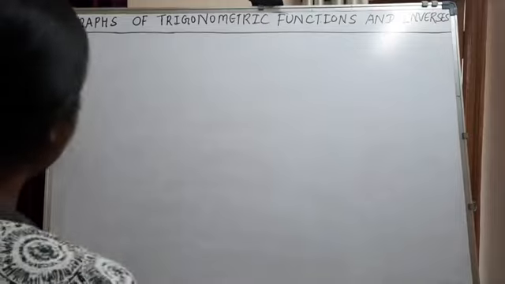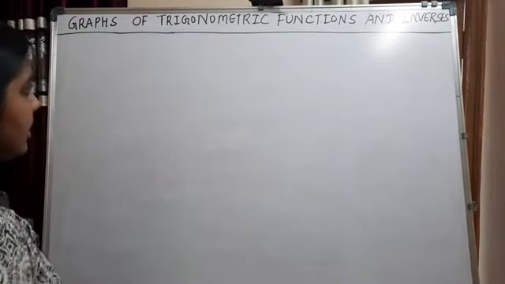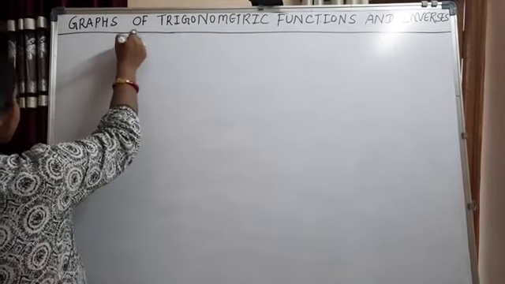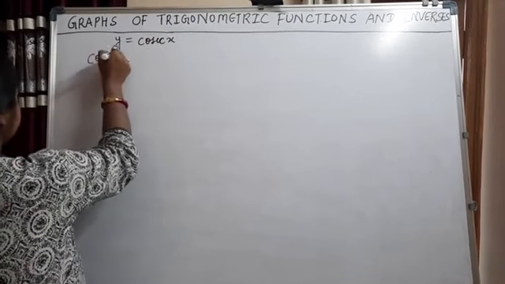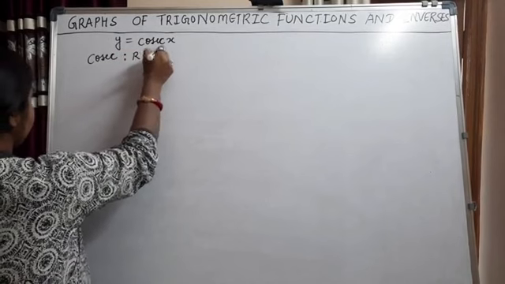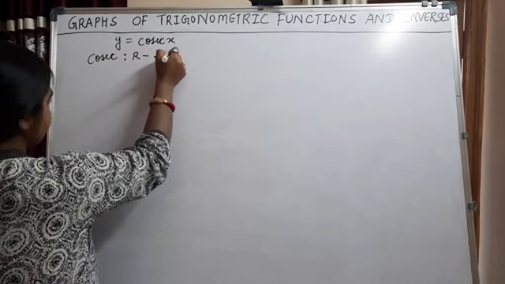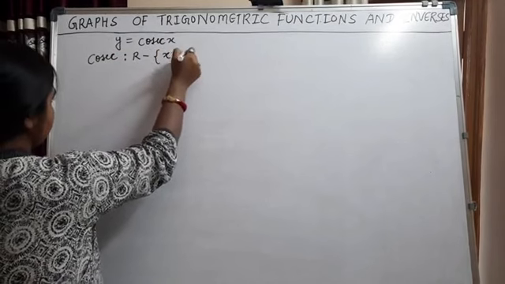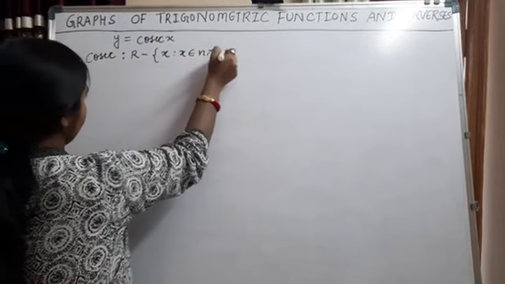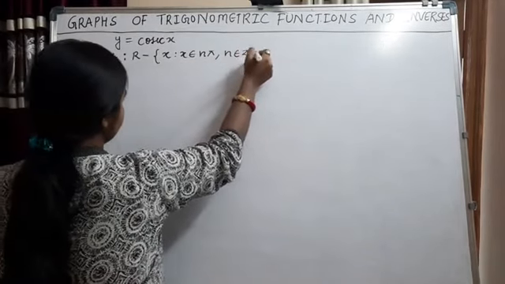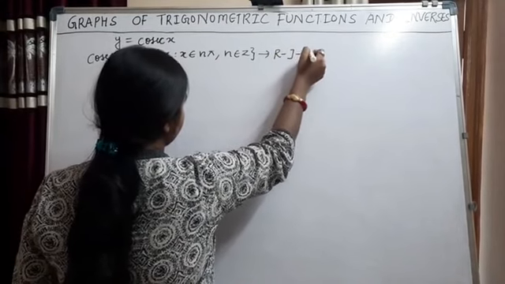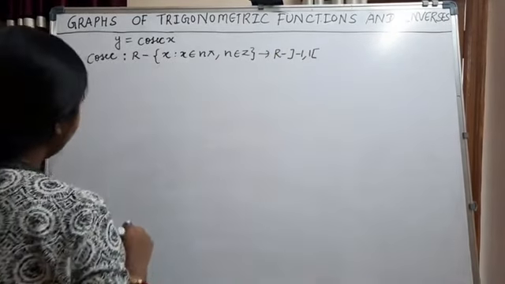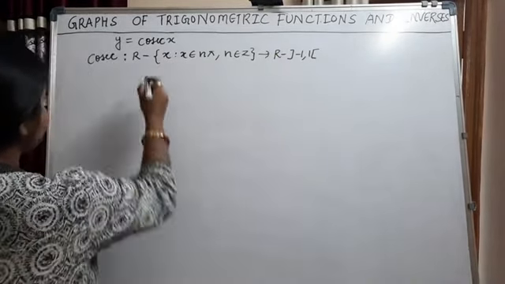Now we will discuss the graph of cosec x and cosec inverse x. So we will write y equals cosec x. Cosec is defined from all real numbers except x belonging to n pi, where n belongs to integers, and maps to R minus the open interval minus 1 to 1. So this is the domain and this is the range.